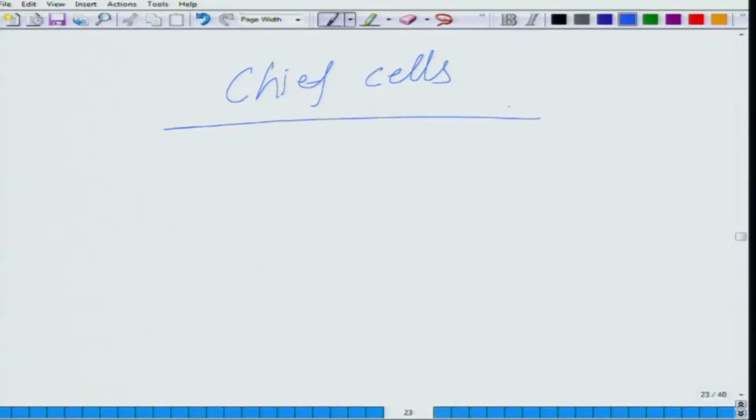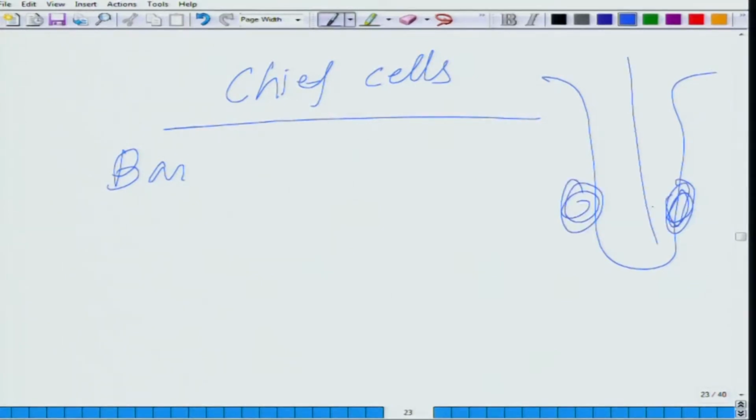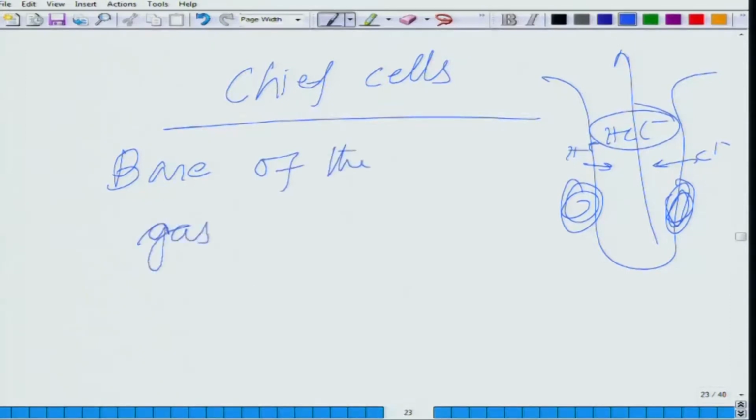So, what the chief cells are essentially doing is that they are more abundant near the base. As you must remember, when I was drawing the pit, they were mostly concentrated along the pit, and this is the pit where all the H plus and Cl minus are falling. So, this is the HCl pit. They are more towards the base of the gastric pit. This is the major location of it.